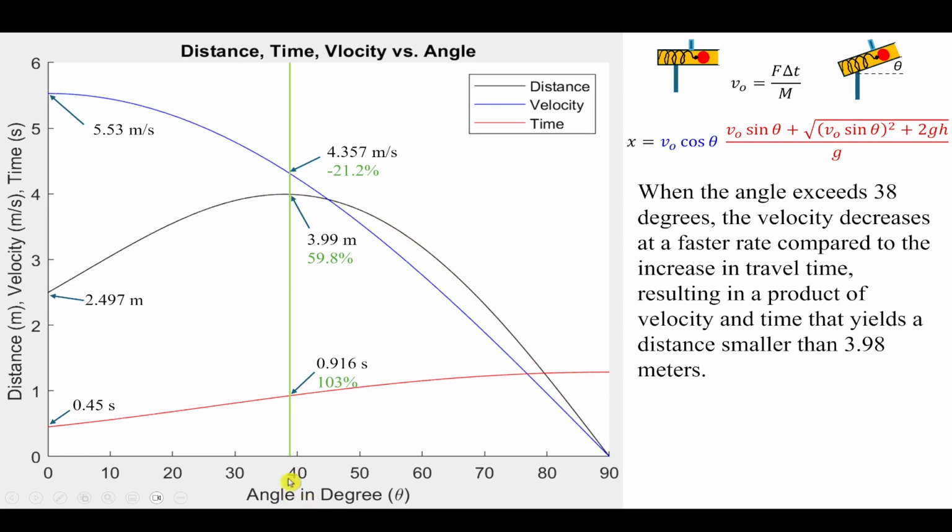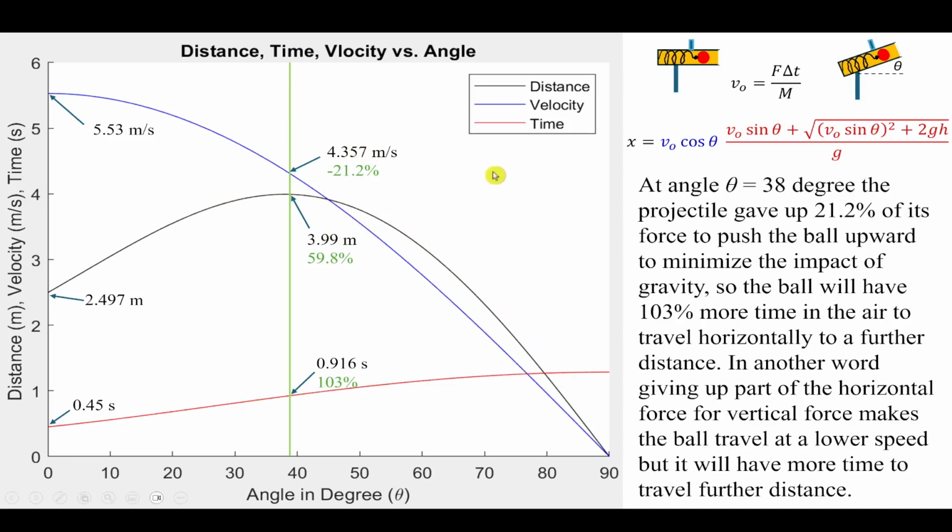So when you multiply this times this, that's the distance it traveled in the horizontal direction. When the angle exceeds 38 degrees, the velocity decreases at a faster rate compared to the increase in the travel time, resulting in a product of velocity and time that yields a distance smaller than 3.98 meters.